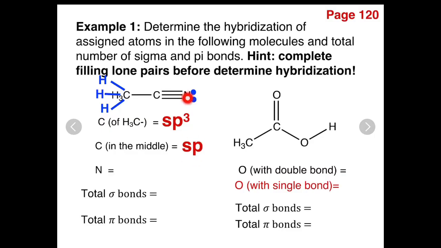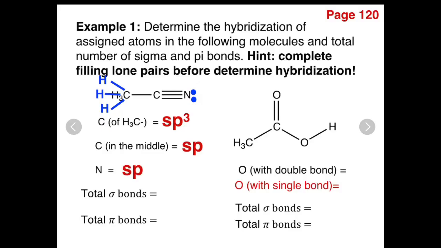Now this nitrogen right here also contains 2 electron domains. One comes from the triple bond, the other comes from the lone pair. Electron domains count lone pairs, and also single bonds and triple bonds as one each. So with 2 electron domains, the hybridization is also sp.